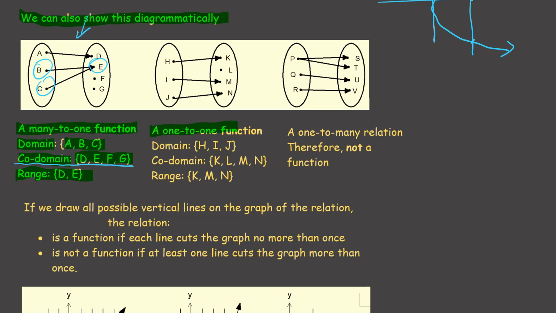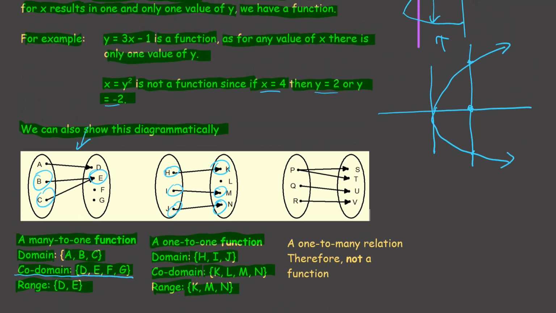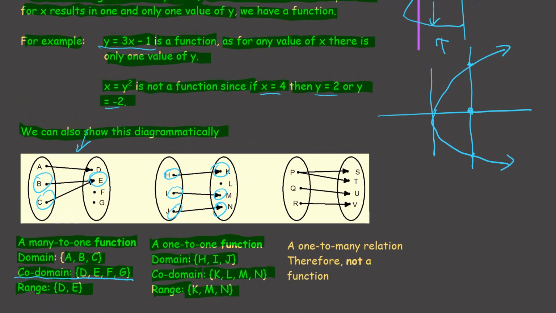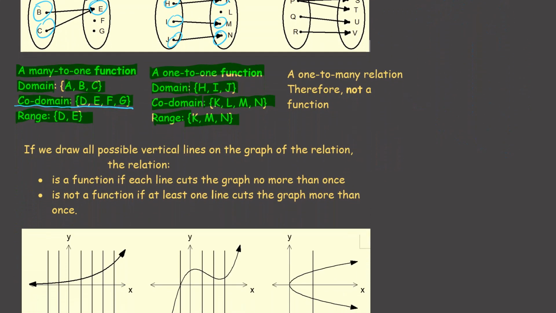The next one is a one-to-one function. The domain is H, I and J. The codomain, again, I've got it in this diagram, but you won't be expected to know about codomains. K, L, M, N, the range is K, M, N. It's one-to-one because every single value of x gives a unique value of y. So that's a bit like the straight line example that we had above, y equals 3x minus 1. That would be a one-to-one function.